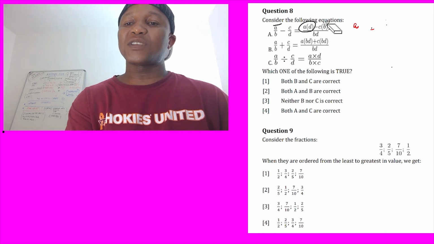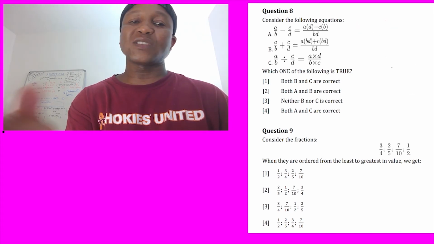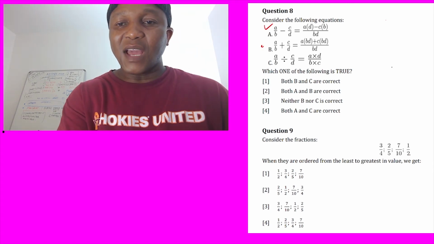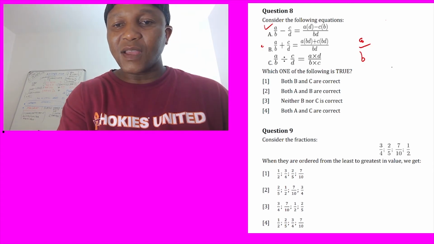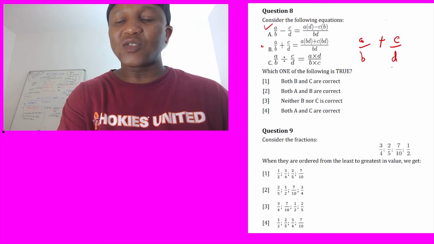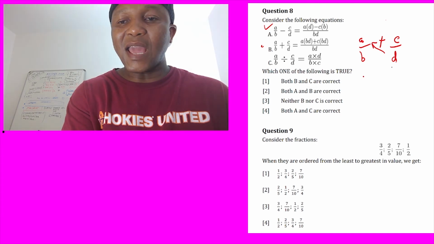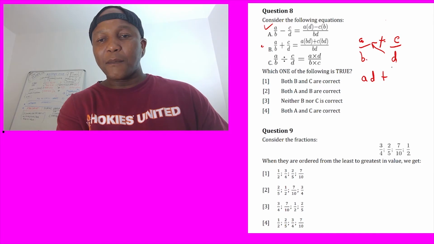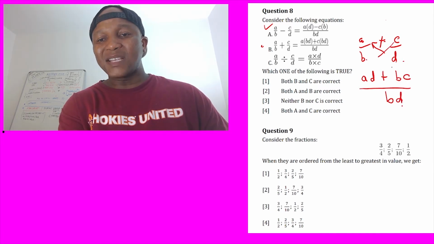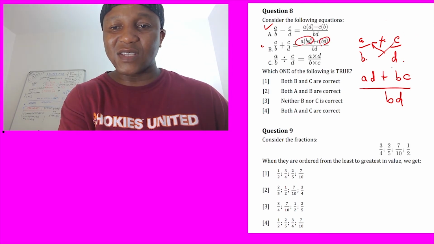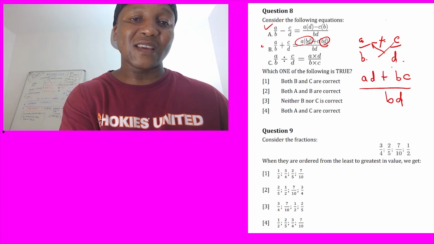Now let's go to option two. We want to see if it's true. The first one is true. Now let's go to this one here: A over B plus C over D. Let's cross, I think cross is easier. A times D equals AD, plus, now you go B times C is BC, over B times D, BD. Now let's see if it's correct. It's not correct. Not true.